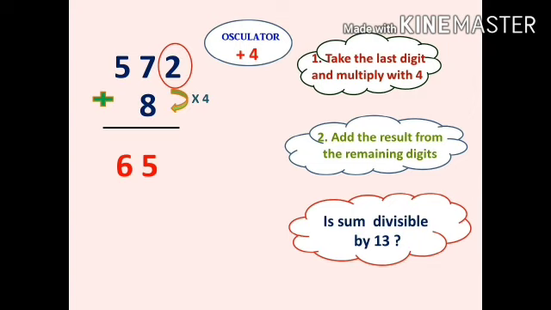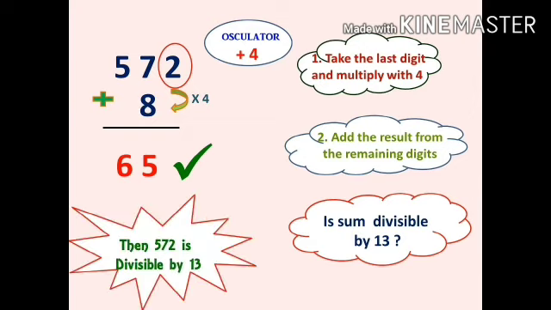Next, we check whether 65 is divisible by 13. Yes, 65 is divisible by 13. So we can conclude that 572 is also divisible by 13. If you are not sure whether 65 is divisible by 13, you can repeat the process again. If you repeat the process, you will get another smaller number, that is 26. So it depends on you. You can either stop the process at 65 or you can continue the process.